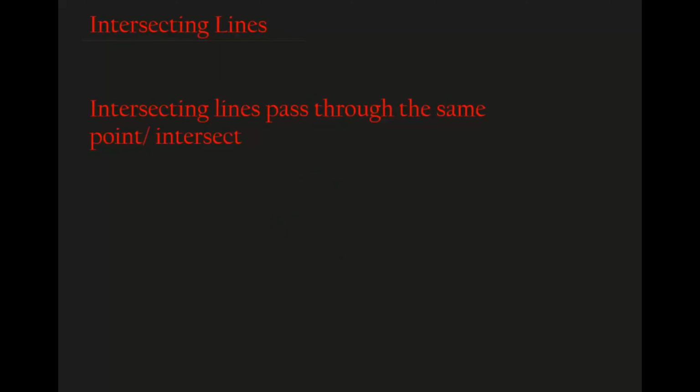Now let's look at intersecting lines. Intersecting lines pass through the same point, or you can say they just intersect. So let's say we have two lines right here, one here, and then one here. So this is basically a perpendicular line, but it doesn't form a square or square corners. So yeah, that's what an intersecting line is.